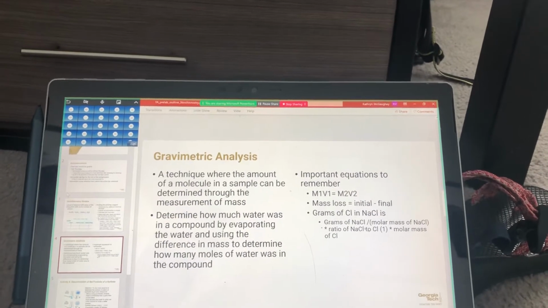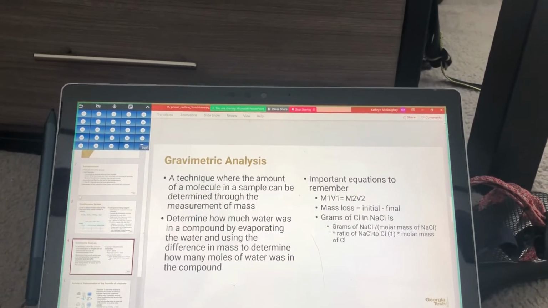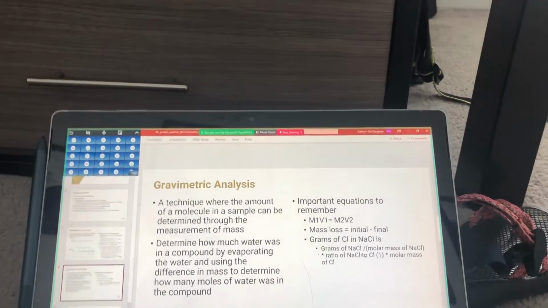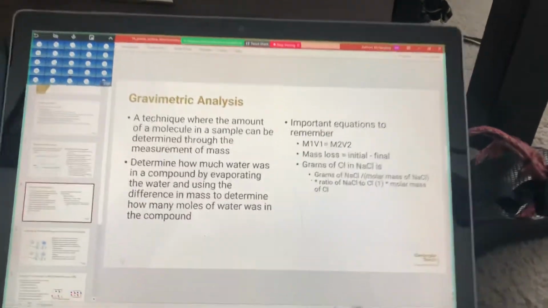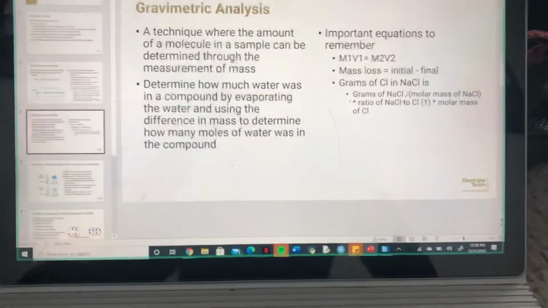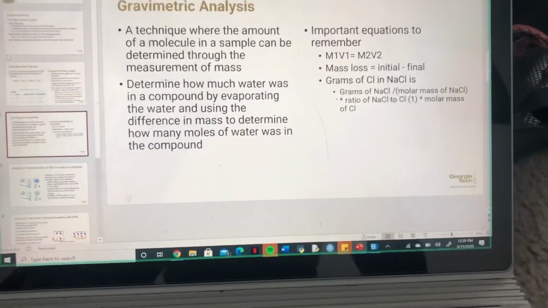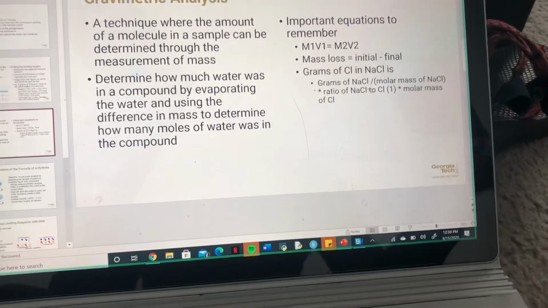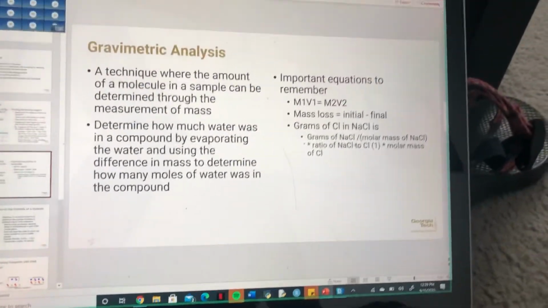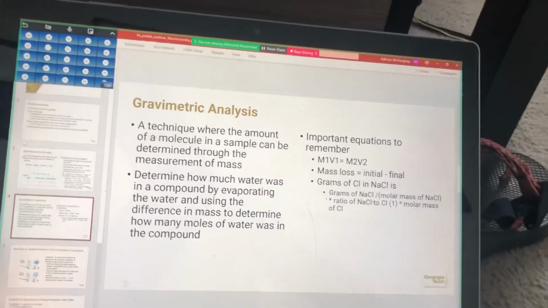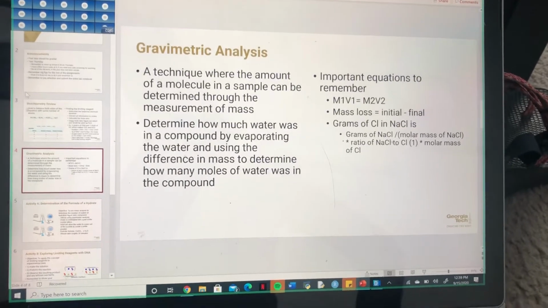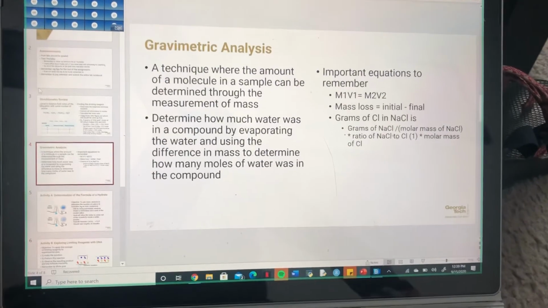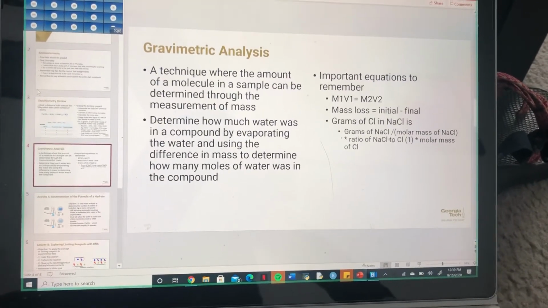One important concept you're working with today is finding out how many grams of something is in the solution. Let's say you have the grams of NaCl and you're trying to find the grams of Cl. You would take the grams of NaCl, divide it by the molar mass of NaCl to give you the moles of NaCl, and then multiply it by the ratio of NaCl to Cl, which is just 1 for this, and then multiply it by the molar mass of Cl, which would give you the grams of Cl in the solution.